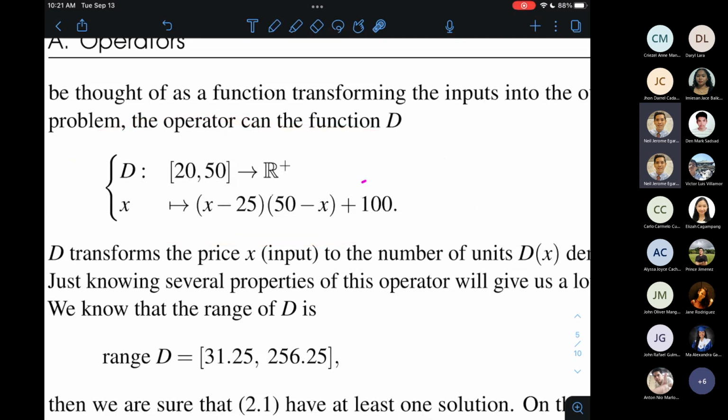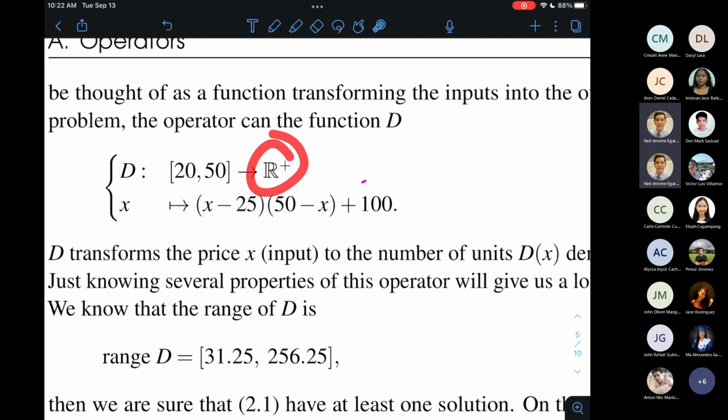Ito yung governing principle. So I really need to have an understanding of this governing principle. So in this particular scenario, I can define the function D, the demand function D, say, to be a function whose domain is 20 to 50. Now the domain here represents ano yung price range, ano yung feasible prices for the product. So if I define my function as having domain 20 to 50, that means ang pinapayagan ko lang na presyo ay mula sa 20 hanggang 50.